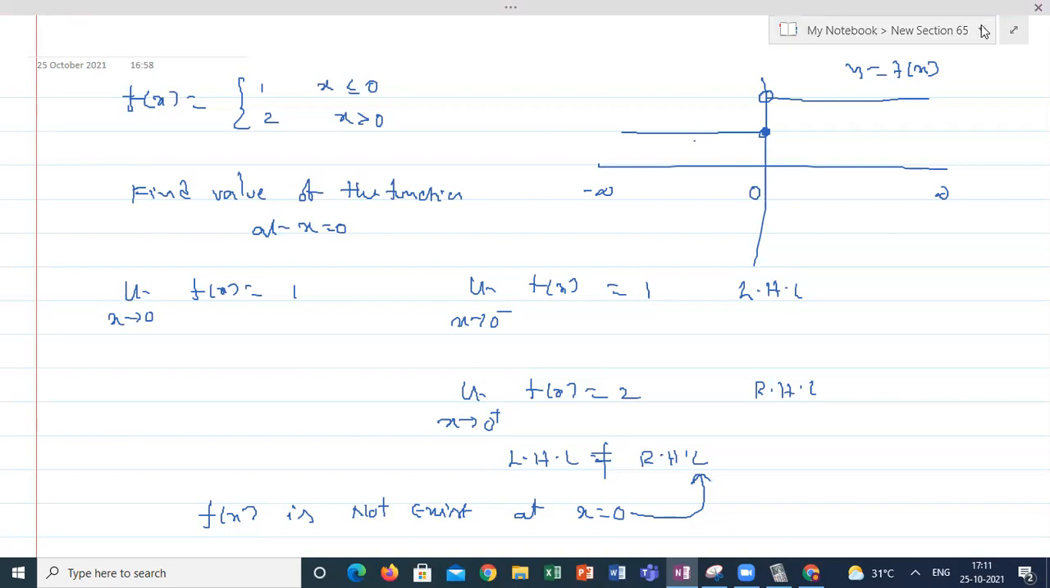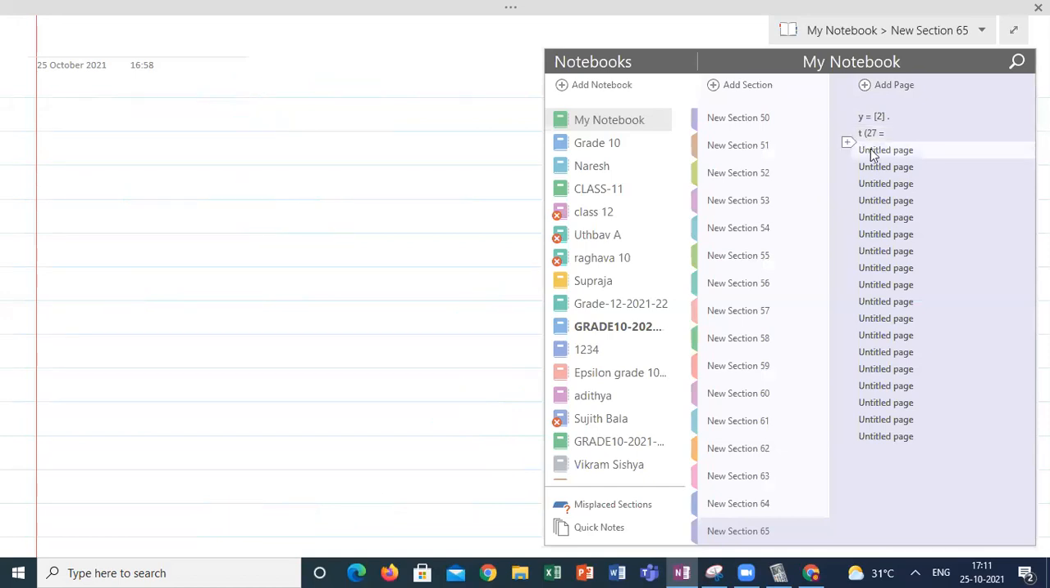Now, how to conclude the limits for different functions? First, we are starting with linear function. Consider a function f of x is equal to x plus 10, and I will get a graph. How will the x plus 10 graph look, students?